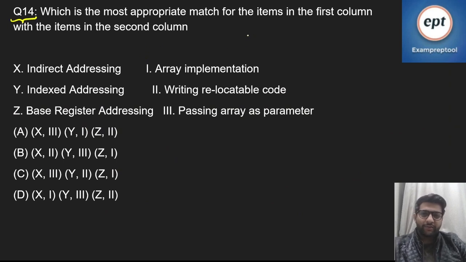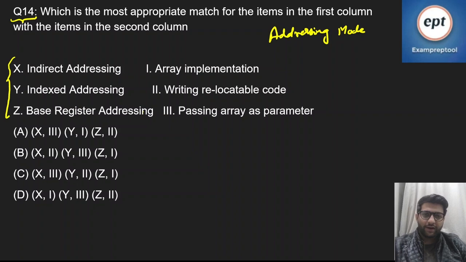Question number 14, again a question on addressing modes. Try to see if you understand these three different types of addressing mode, and try to solve this question once. We have to match the first column with the items in the second column. So first is indirect addressing. I have explained indirect addressing enough number of times. So can we say that this is used for writing relocatable code?